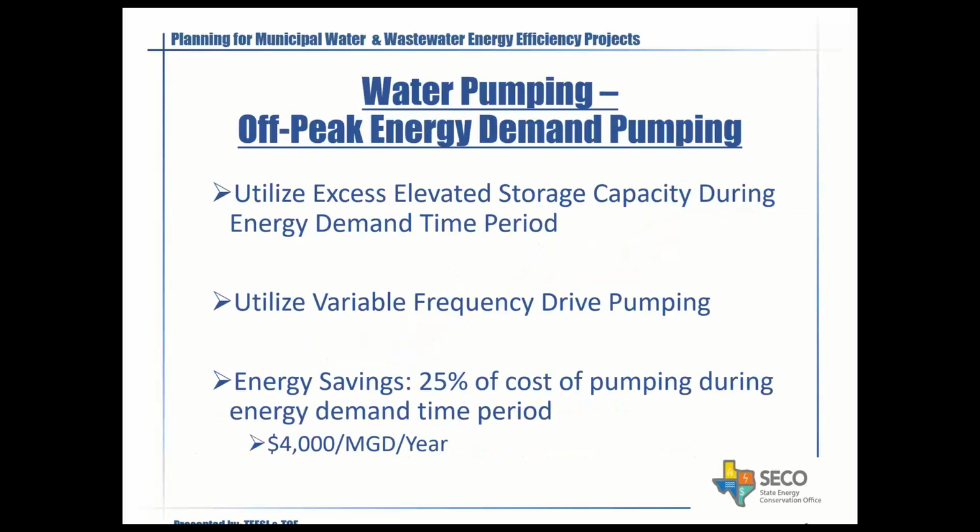Next thing I like to look at is pumping during your off-peak energy demand periods. We utilize the excess elevated storage capacity during the energy demand period, so you don't have to pump water to it. Also, we could utilize variable frequency drive pumping so that you do not have the peak horsepower consumption during that period. And we found that we can save about 25% of the cost of pumping during the energy demand periods, or about $4,000 per MGD per year.